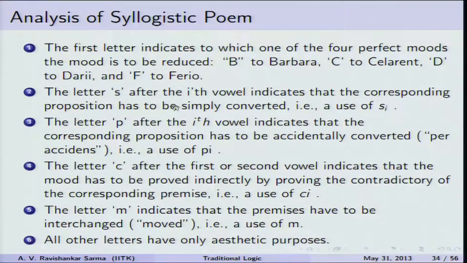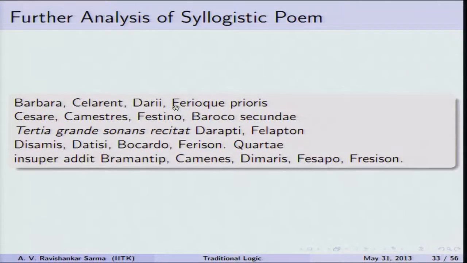So now we look into the other aspect. In the ancient past, during the Greek period, they came up with a particular kind of syllogistic poem, and with this poem they could identify what kind of syllogism is considered to be valid with respect to what kind of figure. So quickly we can analyze this syllogistic poem in this way: all the vowels in the syllogistic poem correspond to the moods, and all the consonants correspond to some kind of operations that we can use, so that all the moves that occur in the second, third and fourth figures can be reduced to the first figure.